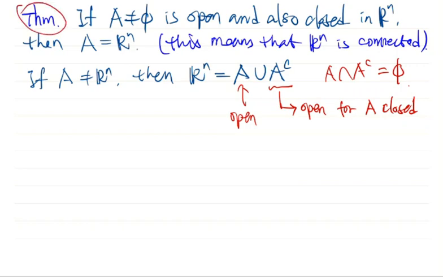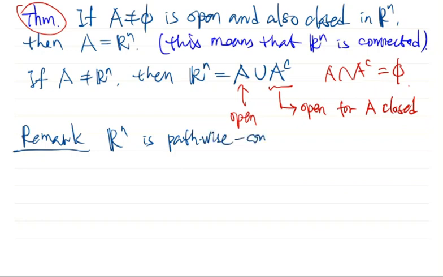Okay, of course, it is easy to see that Rn is pathwise connected. We have a remark. As we know, it is easy to see that Rn is pathwise connected, because Rn is convex. Any segment with endpoints in Rn is contained in Rn completely. So Rn is convex, therefore path connected.